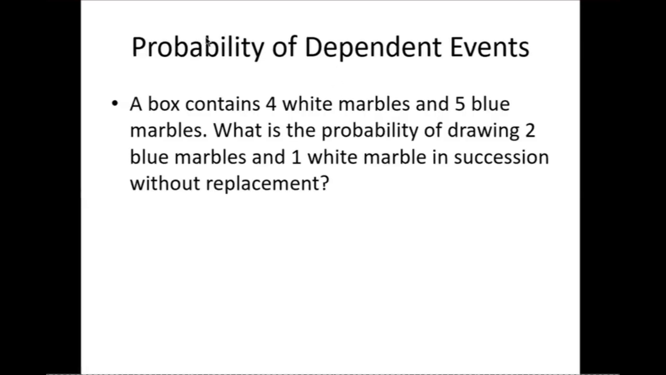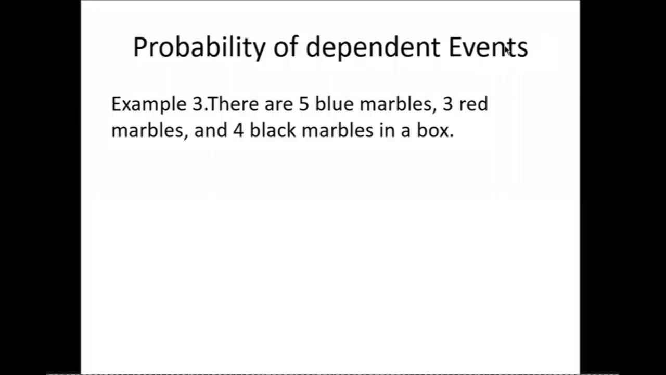Okay, so for example, a box contains 4 white marbles and 5 blue marbles. What is the probability of drawing 2 blue marbles and 1 white marble in succession without replacement? Okay, for example, on the probability of dependent events, example number 3. There are 5 blue marbles, 3 red marbles, and 4 black marbles in the box.